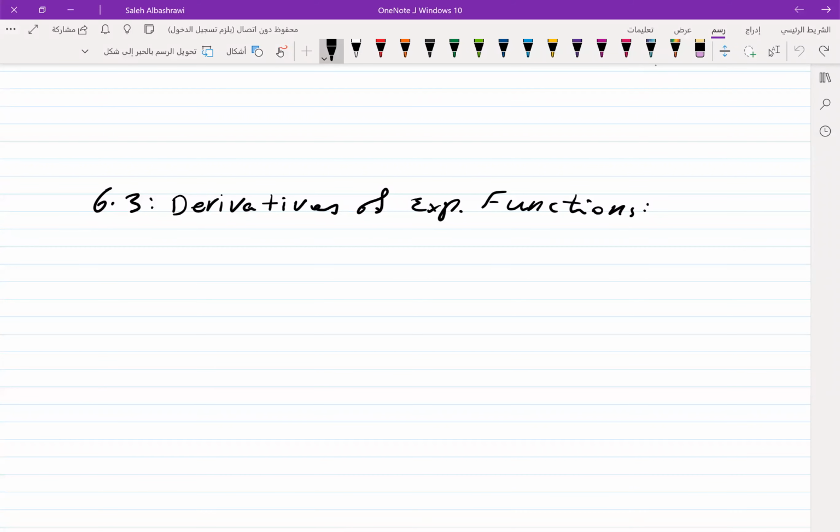Bismillahirrahmanirrahim. For today, we are going to speak about the derivatives of exponential functions. You know that the exponential function is defined by b to the power x, where b is a positive number not equal to 1. We say this is an exponential function. And we know that the exponential function is the inverse of the logarithmic function.